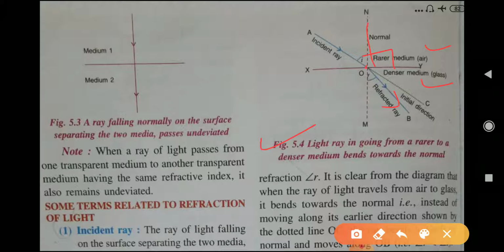Now, the angle of incidence is the angle between the incident ray and the normal, and the angle of refraction is the angle between the normal and the refracted ray. I hope you all have understood these terms related to refraction of light.